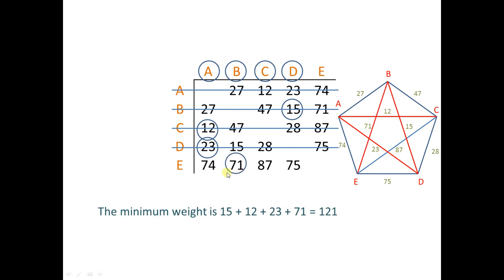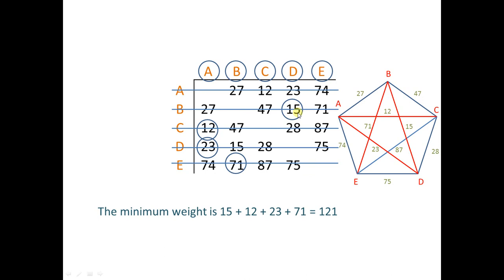Look for the smallest number in columns A, B, C and D, and put a circle around it. Cross out the row that it's in, and then cross out the E. I chose row E, circle around E. All the numbers have been crossed out. The total of the circled numbers tells you the minimum weight, and they also tell you which arcs to join together.